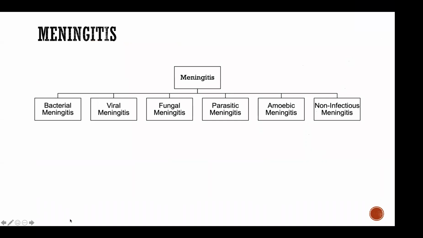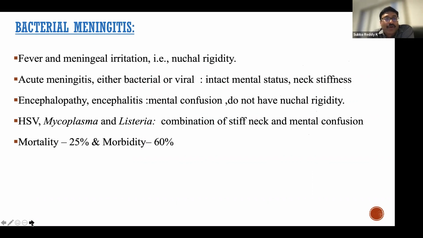So we know meningitis. So bacterial meningitis, viral, or it may be fungal, parasitic meningitis, amoebic meningitis, or we have non-infectious meningitis. So I will not dwell into meningitis. Recently, we had many classes on meningitis. So fever and meningeal irritation with nuchal rigidity: acute meningitis, either bacterial or viral, with intact mental status and neck stiffness. Encephalopathy, generally there will be altered mental status, and they may not have nuchal rigidity.